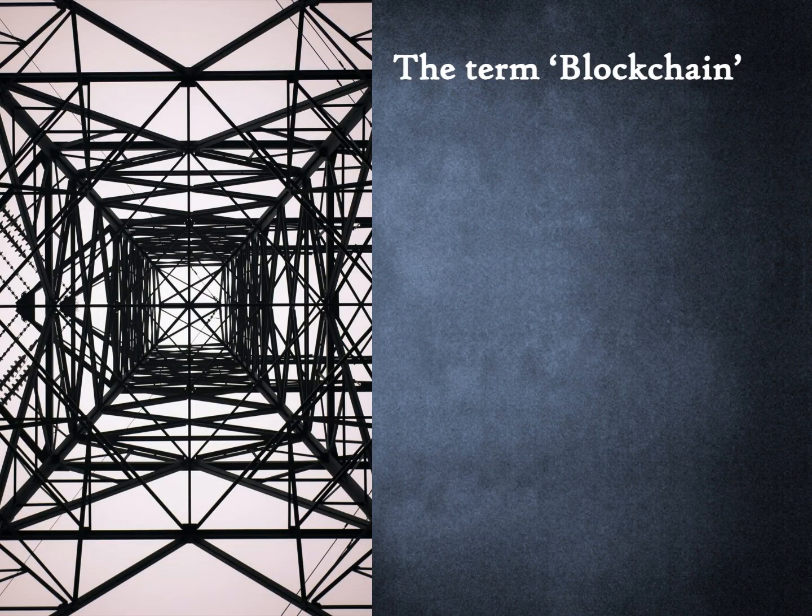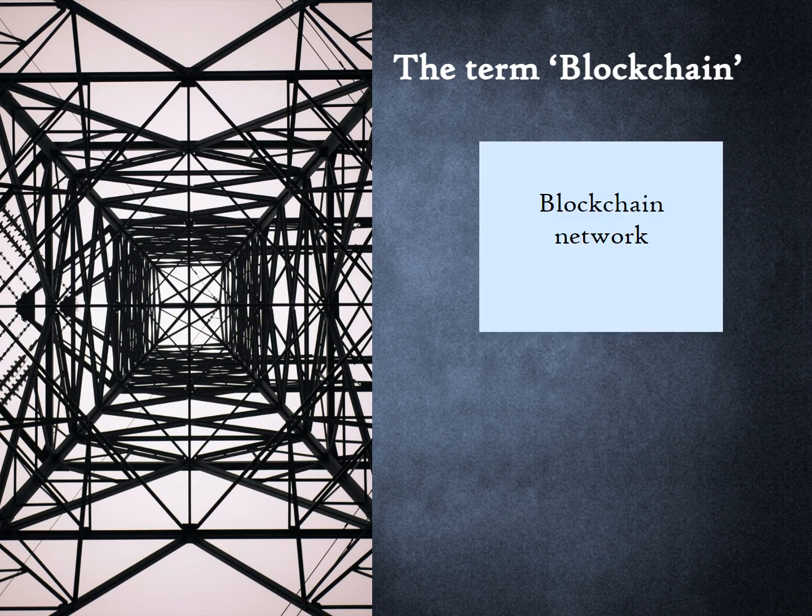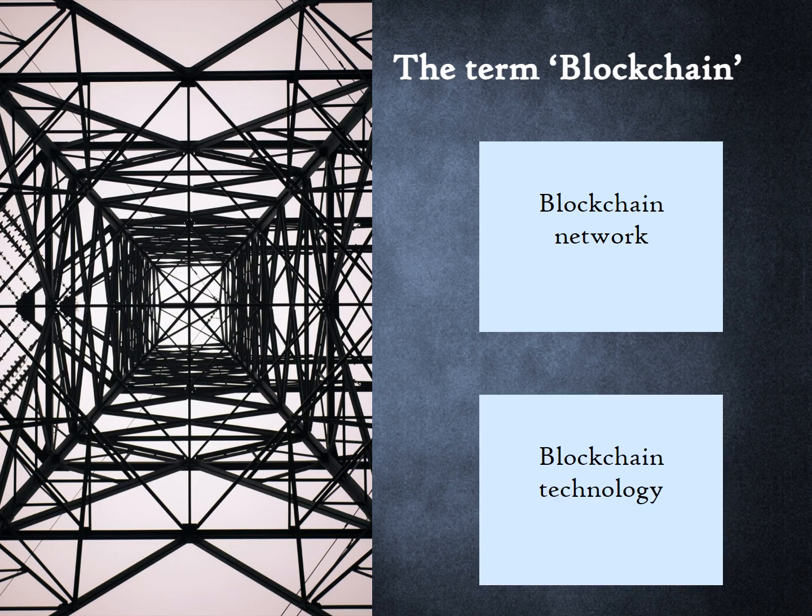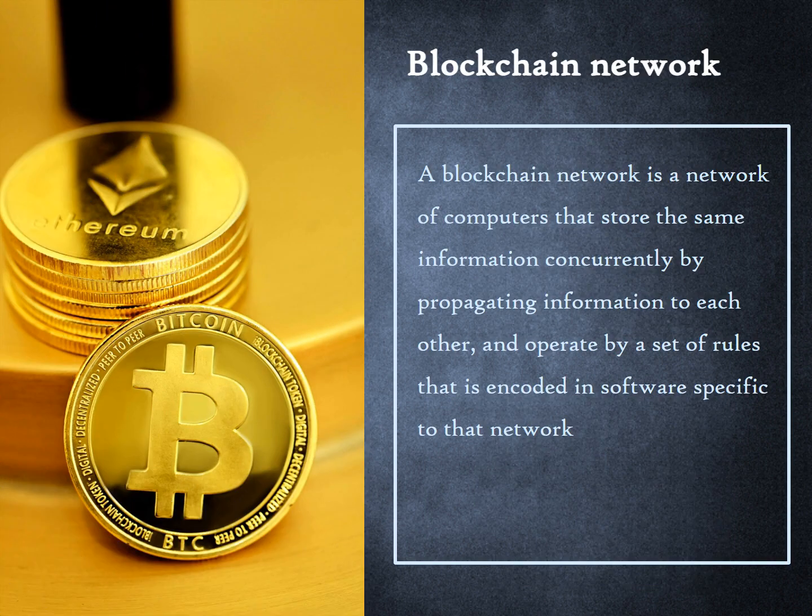We can begin with the term blockchain itself. We learnt that the term is derived from the chain of blocks that form the official records of the network. However, there are 2 contexts in which it can be used. In the narrow sense, it refers to a network, and in a more comprehensive sense to a set of technologies. We will look at each definition in turn. A blockchain network is a network of computers that store the same information concurrently by propagating information to each other, and operate by a set of rules that is encoded in software specific to that network. For example, Bitcoin and Ethereum are both blockchain networks, and have their respective software implementations.